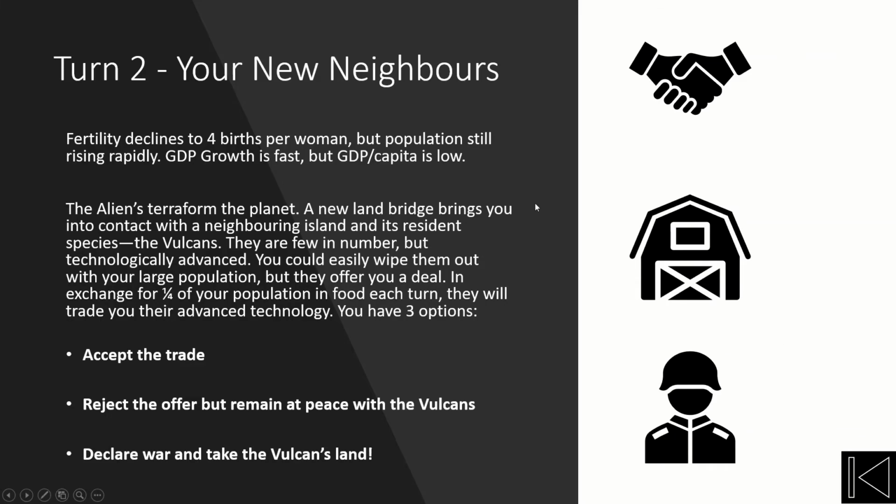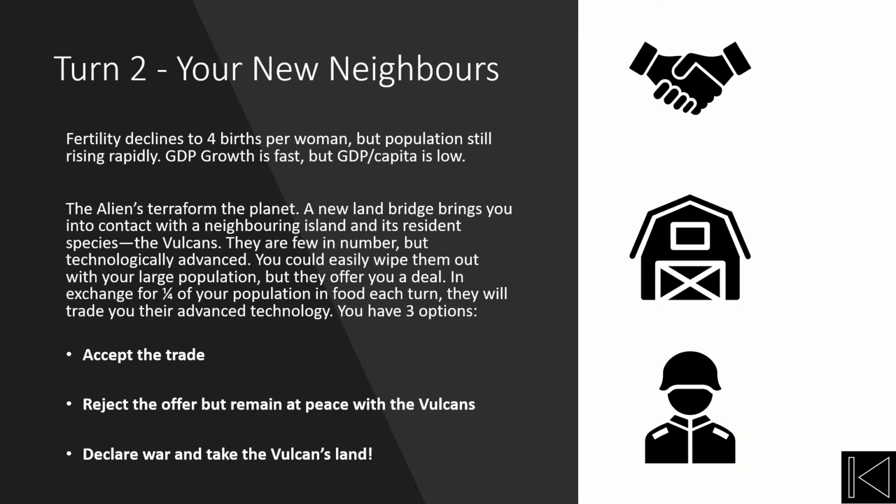Your new neighbors. Fertility declines to 4 births per woman, but population is still rising rapidly, right? Because we have quite a lot of women. 4 births is a lot. GDP growth is fast because we have a high population, but GDP per capita is low. All right, the aliens terraform the planet. This is one of these exogenous shocks that we can use to illustrate something cool.